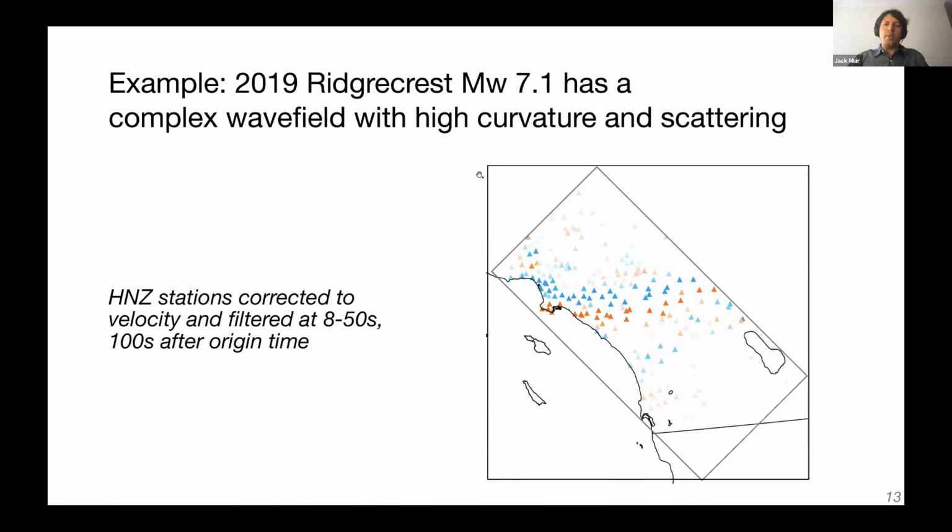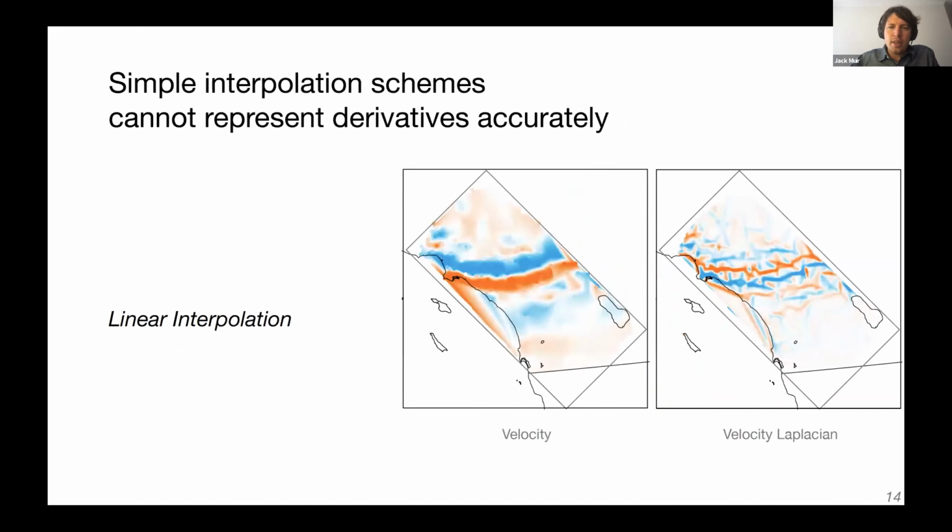So I'll go through some pretty picture examples. This is the 2019 Ridgecrest magnitude 7.1 earthquake. It has a complicated wave field with high curvature and scattering, and this is recorded on the accelerometer stations in Southern California. This is 100 seconds after the origin time of the earthquake, and we can see the energy propagating across the Southern California region. If we just do linear interpolation of the wave field, we can see something that looks like a propagating phase front. It's quite confusing out here. And then if we take the second order spatial derivative, it basically looks like complete junk. We can't get any useful information out of this Laplacian.